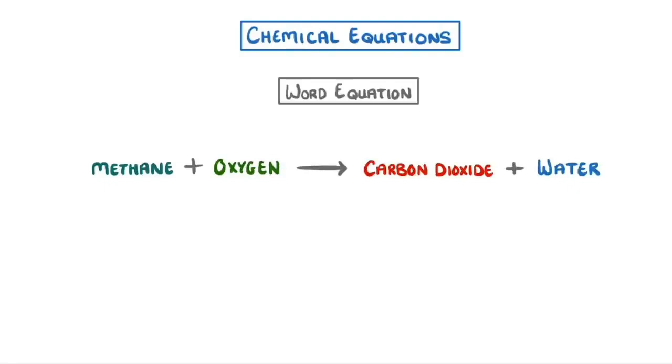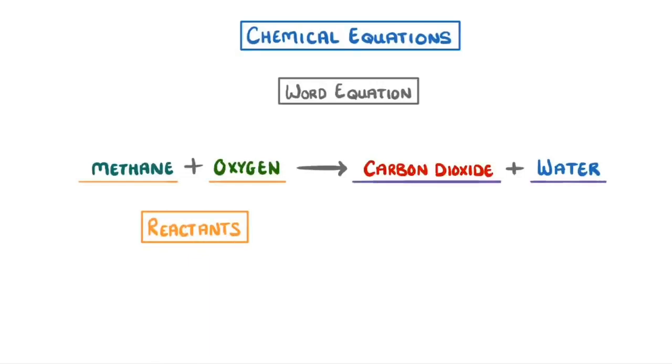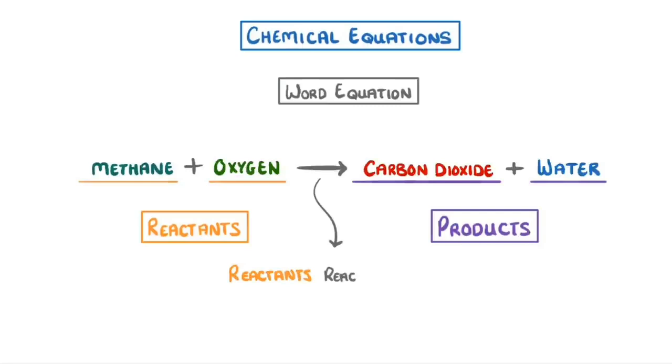On the left-hand side of our equation, we have the methane and oxygen that reacted together, and we call these the reactants. On the right, we have the molecules that are produced, so in this case carbon dioxide and water, which we call the products. And in the middle, we have a single arrow to show that the reactants react completely to form the products.